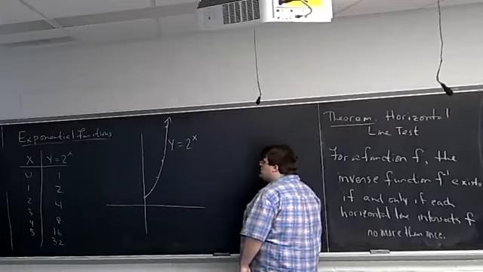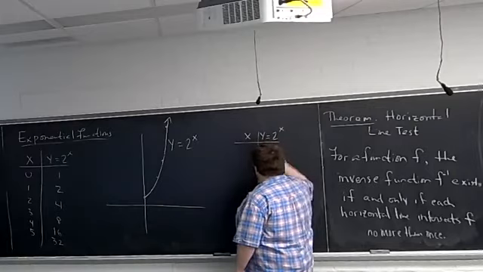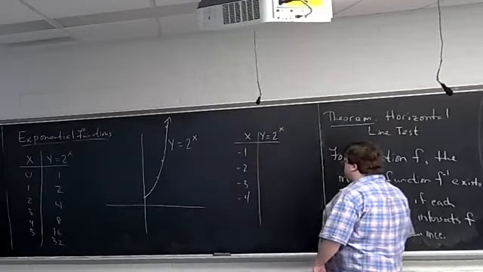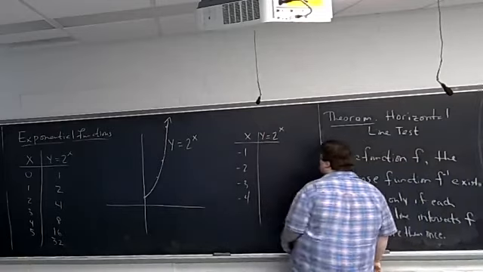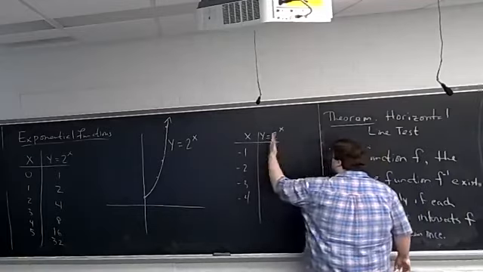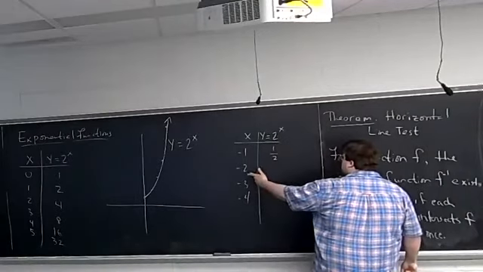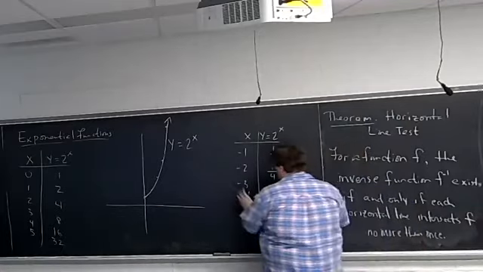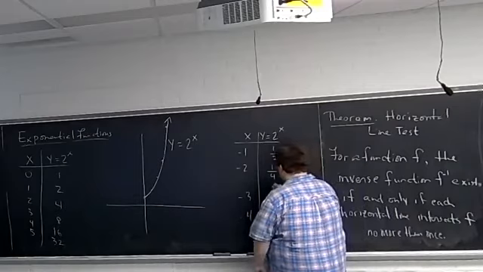On the other side of 0, I guess I'll do another chart. What do we get? Negative 1, let's do negative 1 through negative 4. 2 to the negative 1, well, what do negative exponents do? Negative exponents take you from a numerator and put you in the denominator. 2 to the first is 2, so 2 to the negative 1 is 1 over 2. 2 squared is 4, so 2 to the negative 2 is 1 over 4. 2 cubed is 8. So 2 to the negative 3 is 1 over 8.